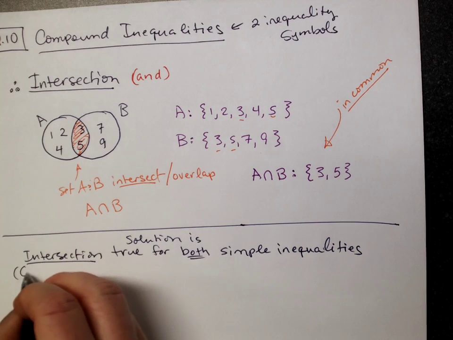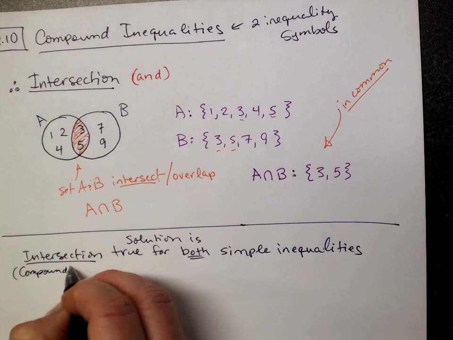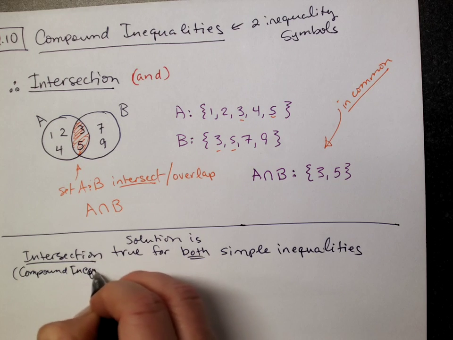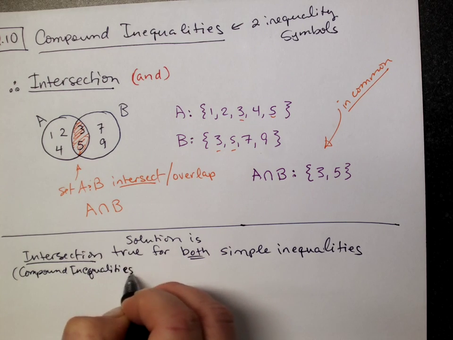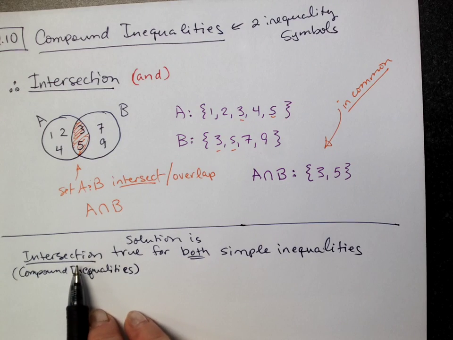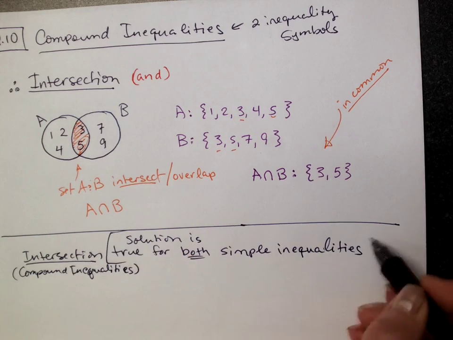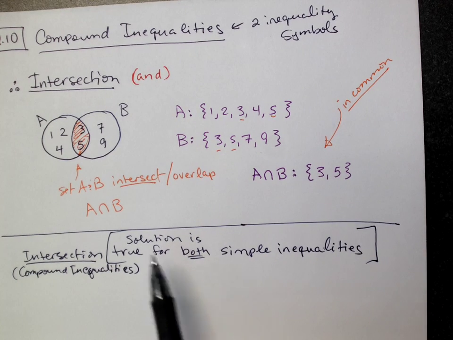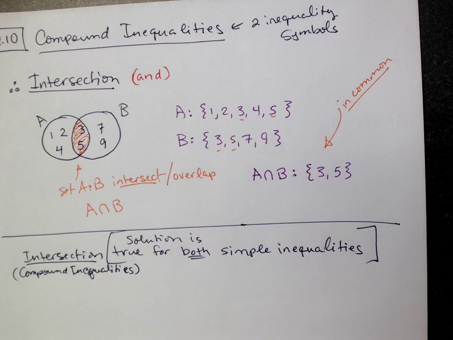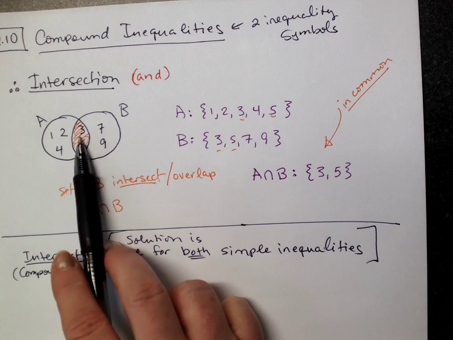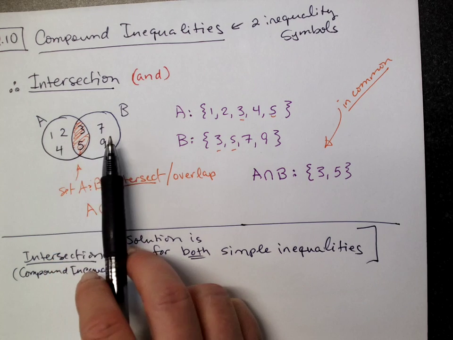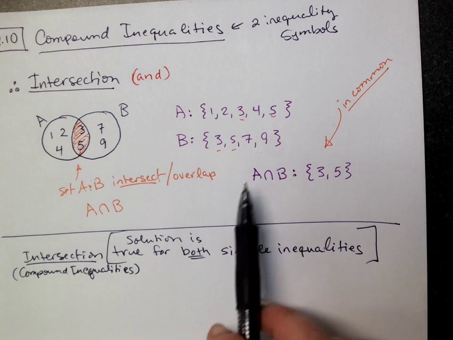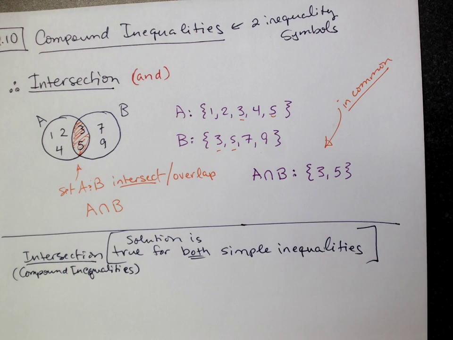So an intersection in compound inequalities gives you a solution that is true for both of the simple inequalities. You might have something that's true for one of them, and something that's true for the other, but with an intersection, your solution is only the thing that's true for both. 3 and 5 here are the only things that are true for both of these sets. Therefore, their intersection is just 3 and 5. When we're looking at two inequalities, only what's true for both.